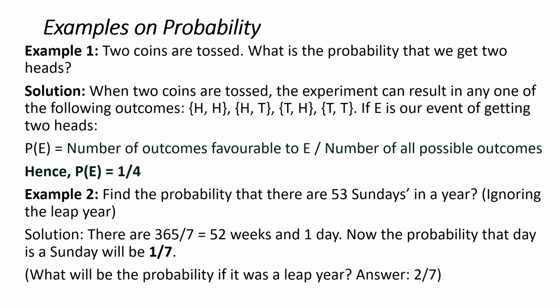Now can you guess what the probability will be if it was a leap year? The answer would be 2 by 7. The reason is leap year means 366 days, so 2 days will be remaining. So there are two possible favorable outcomes. What will those outcomes be? Either the 2 days can be Sunday, Monday, or they can be Saturday, Sunday. Two favorable outcomes and both have Sunday in them. So 2 favorable outcomes upon total 7 outcomes. The answer in this case would be 2 by 7.